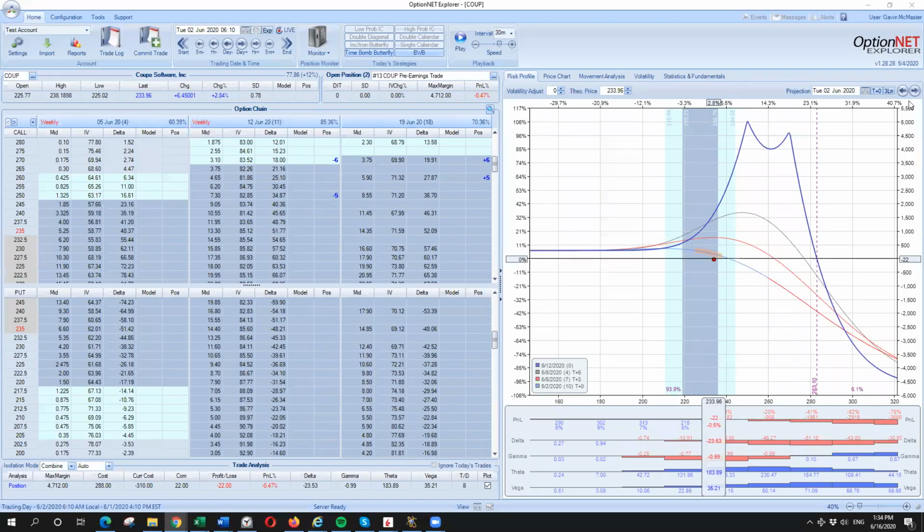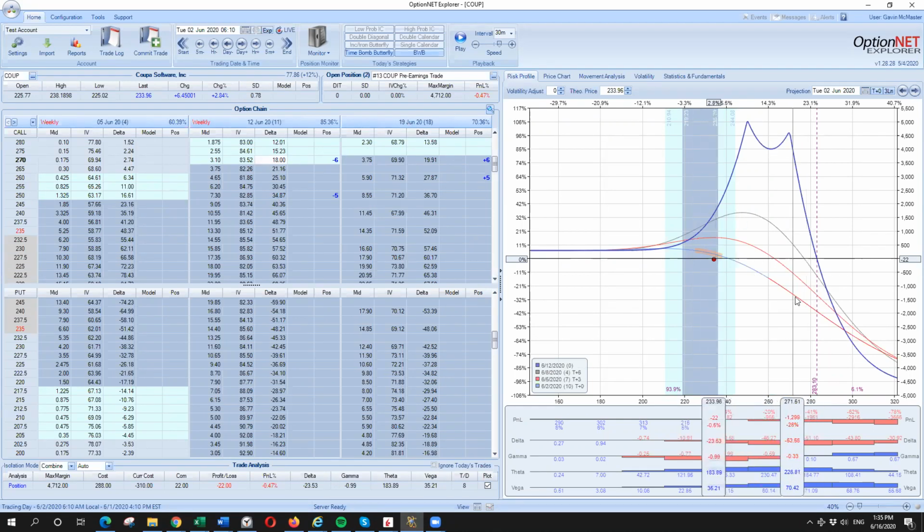Hey traders, wanted to shoot a quick video here to share a recent trade from one of my members that was a beautiful trade. It's a pre-earnings trade on a stock called COUP, and it's a combination of a diagonal and a calendar. So you can see here selling the 250 call, buying the 260 call in the next expiration week, and then in the calendar selling the June 12th 270 call, buying the June 19th 270 call. So we've got a diagonal and a calendar.